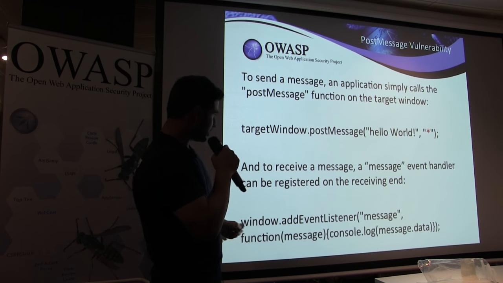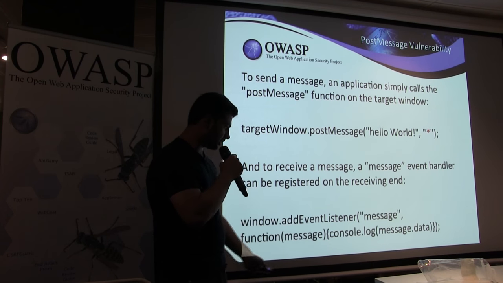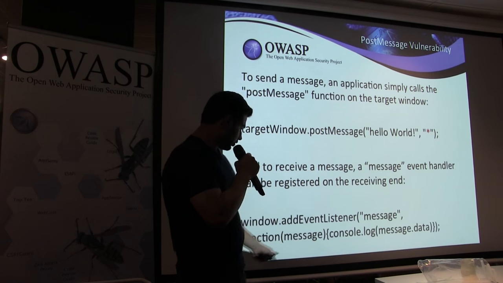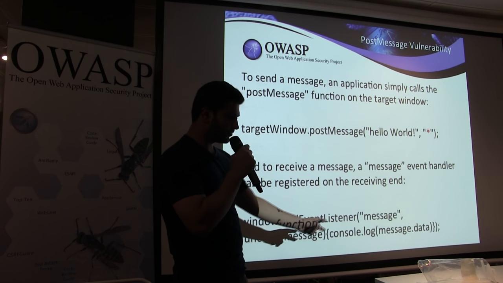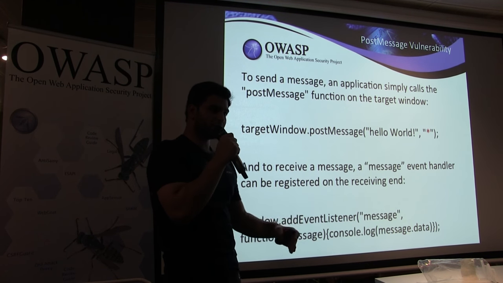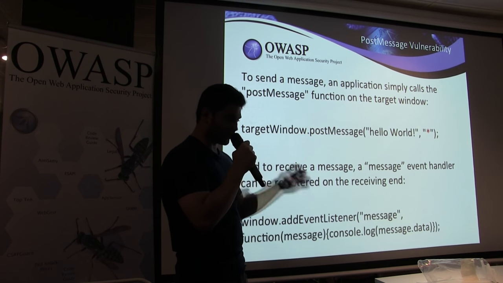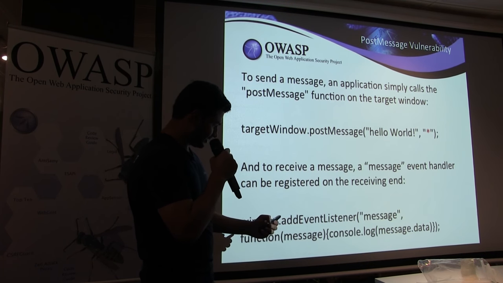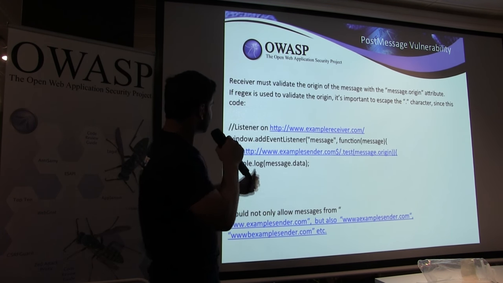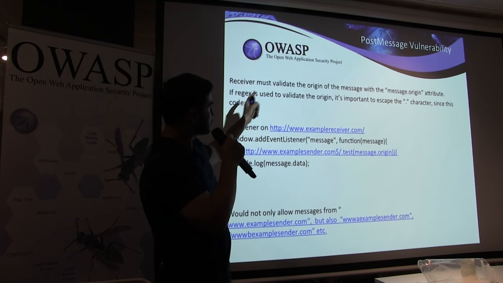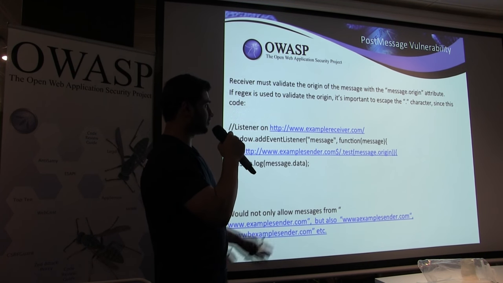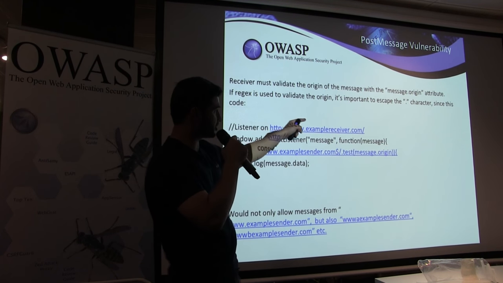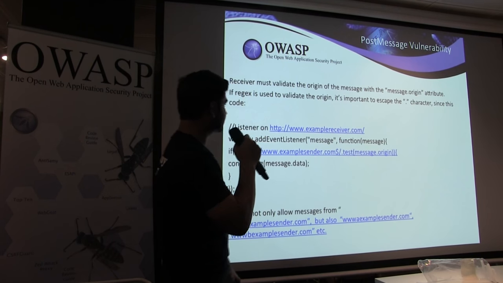Now, the second pitfall is here. An event handler can be registered on the client side, and I will show you where we can watch it in the next slide. So window.addEventListener message. The problem is, on the receiving side, the developer actually forgot to filter the incoming packets. The receiver must validate the origin of the message with the message.origin attribute, and if a regular expression is used to validate the origin, it's important to escape the dot symbol, which is a special character.